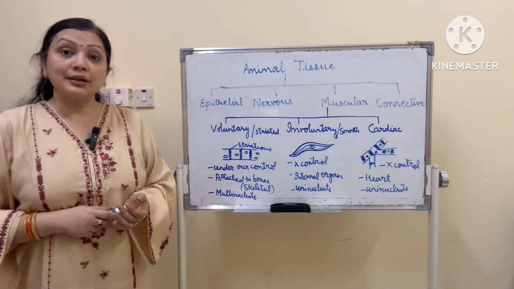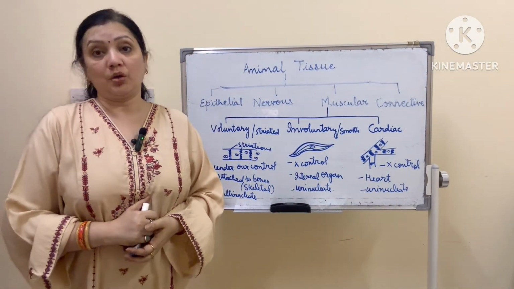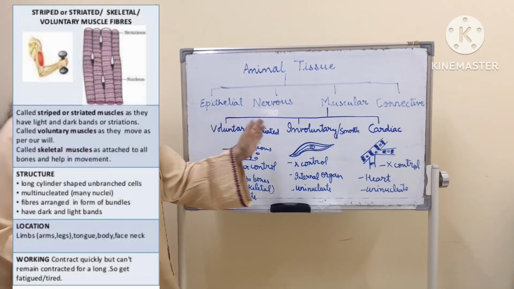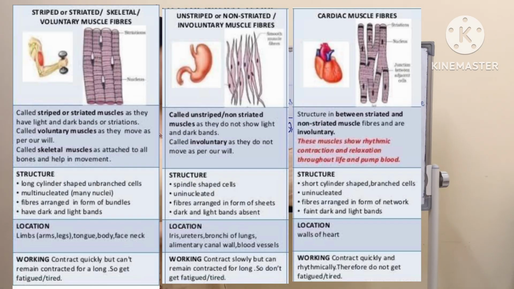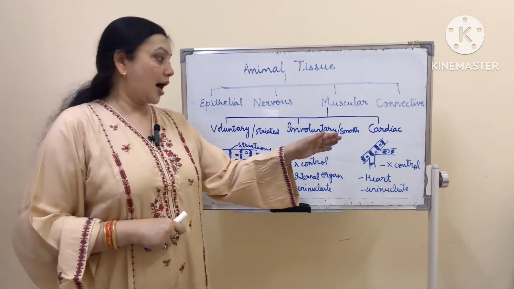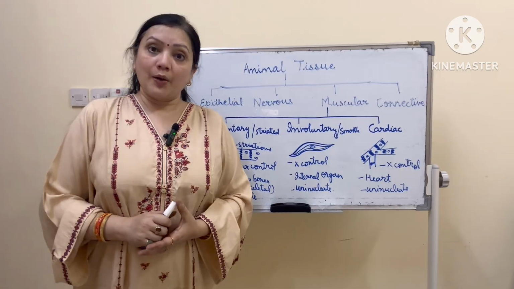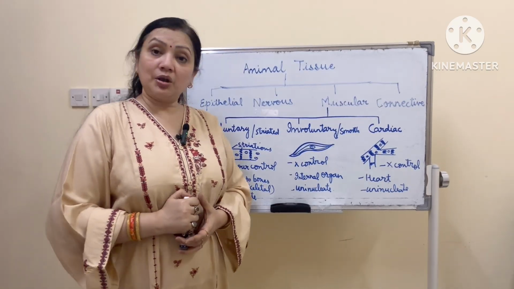Alright. So this is muscular tissue. The three types of muscles: voluntary, involuntary and cardiac. Cardiac and voluntary are similar in shape, and cardiac and involuntary are similar in function. I hope you have understood the muscular tissue.